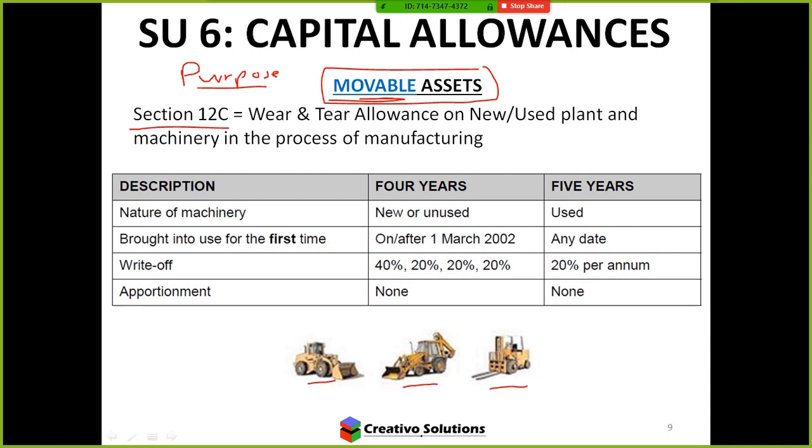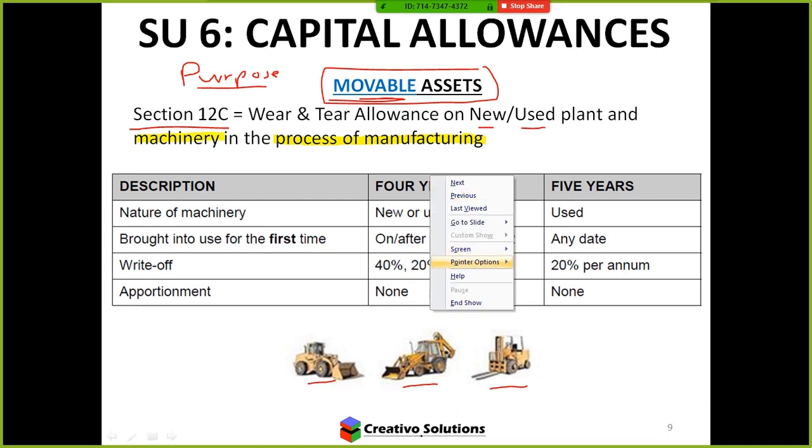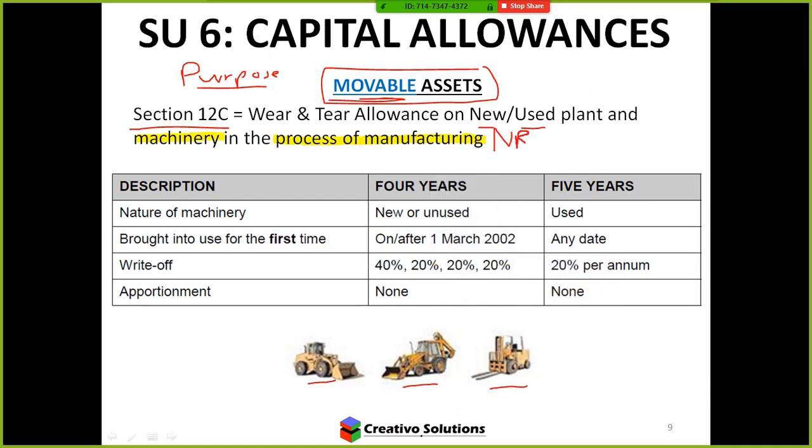So Section 12C is wear and tear allowances on new or used machinery in the process of manufacturing. That's very important. It's machinery and it's part of manufacturing. So if I bought a vehicle, would a vehicle be machinery? No, it wouldn't. Would a vehicle be in the process of manufacturing? No, it wouldn't. So a vehicle wouldn't fall under this particular section, it'll fall under a separate section.